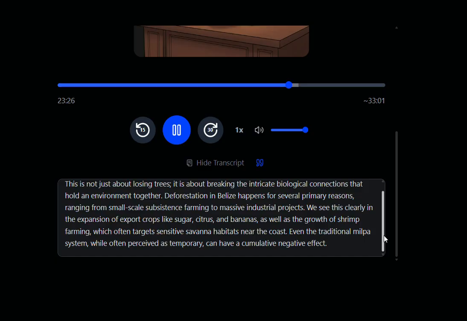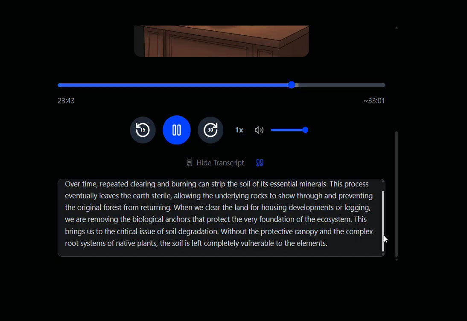We see this clearly in the expansion of export crops like sugar, citrus, and bananas, as well as the growth of shrimp farming, which often targets sensitive savanna habitats near the coast. Even the traditional milpa system, while often perceived as temporary, can have a cumulative negative effect. Over time, repeated clearing and burning can strip the soil of its essential minerals.